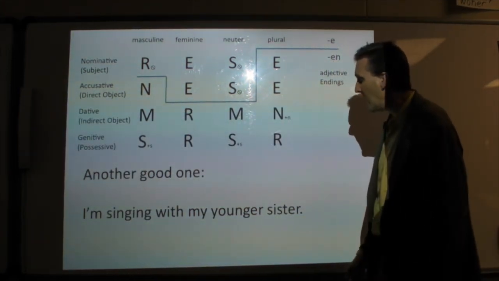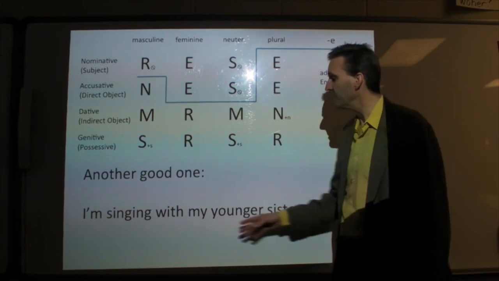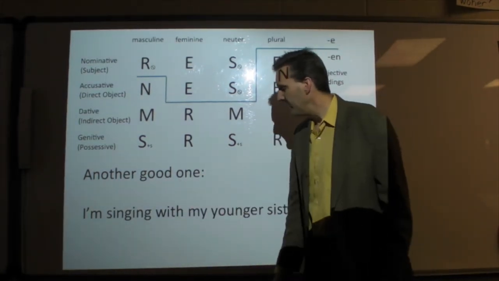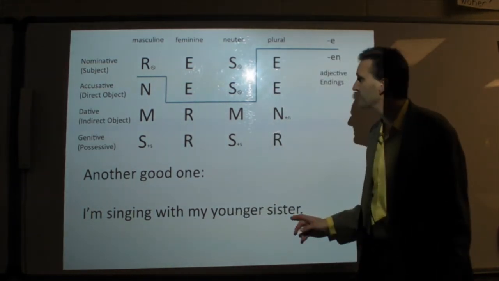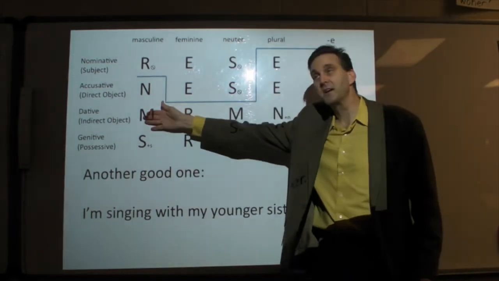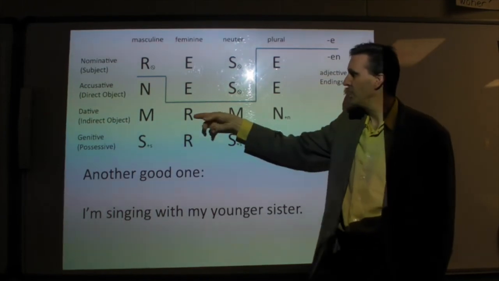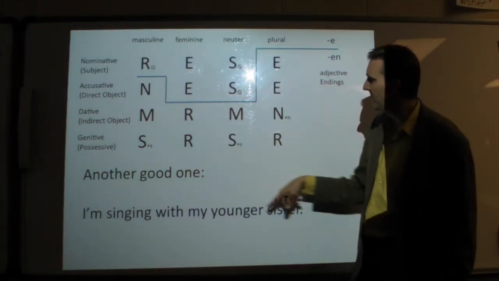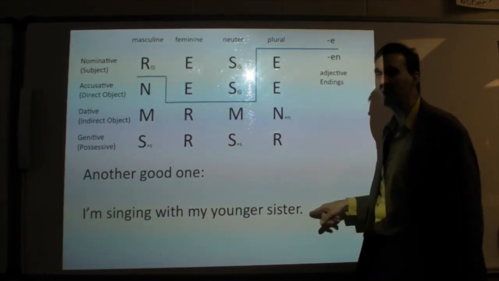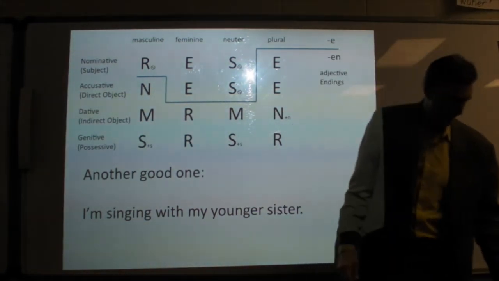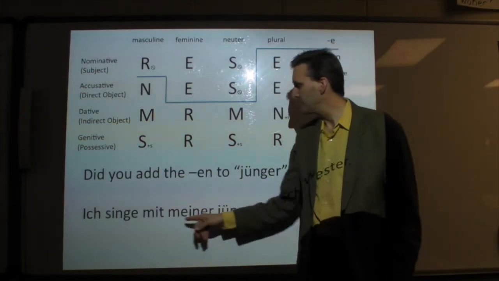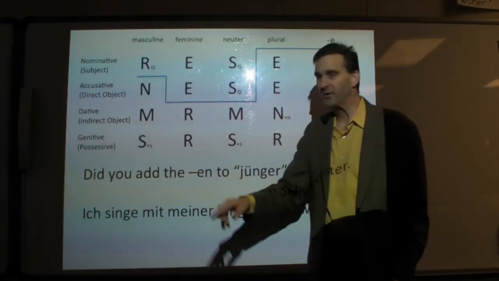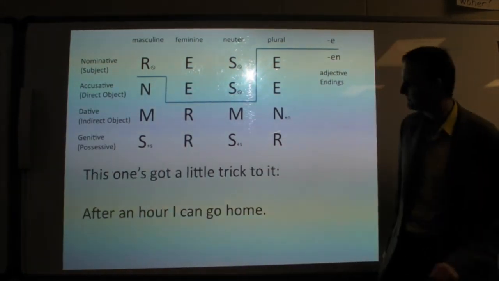I'm singing with my younger sister. Now this with is definitely the mit one. So he's singing mit, and sister is feminine. Mit also gets it down here. So right there, mit meiner, and below the line, jüngeren Schwester. Okay, so ich singe mit meiner jüngeren Schwester. Surprised I didn't put my red marks up there.